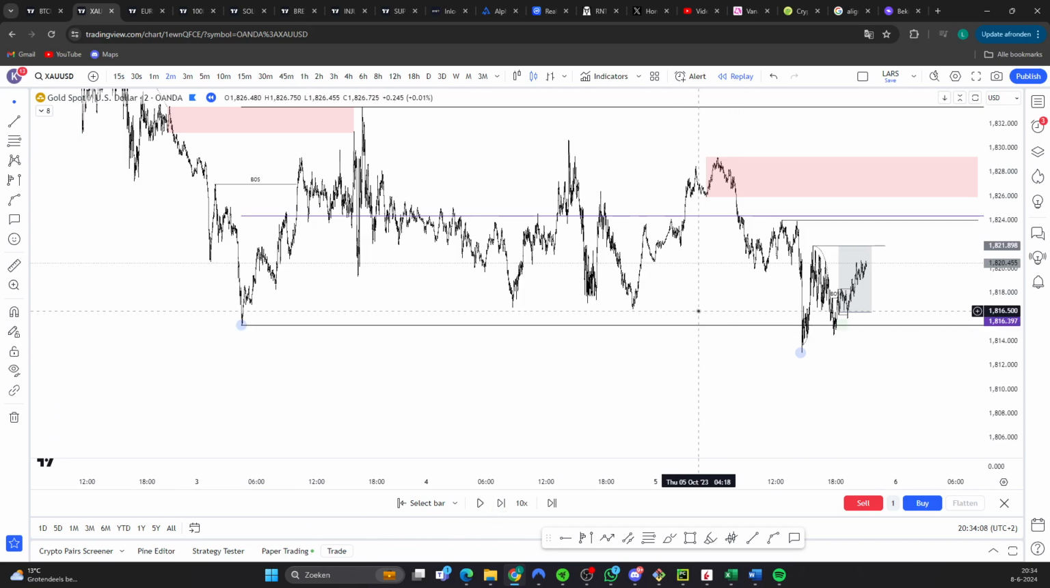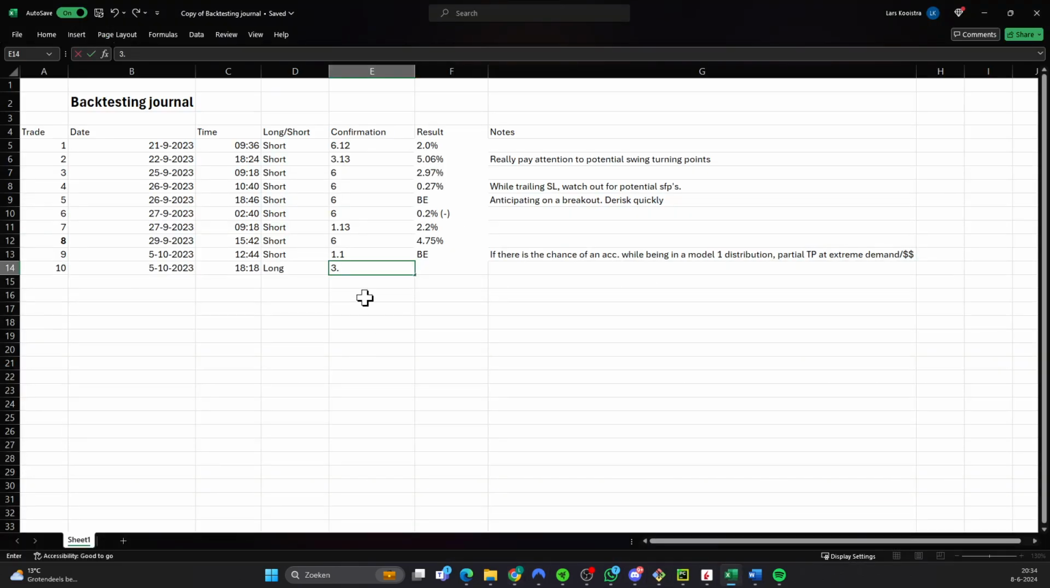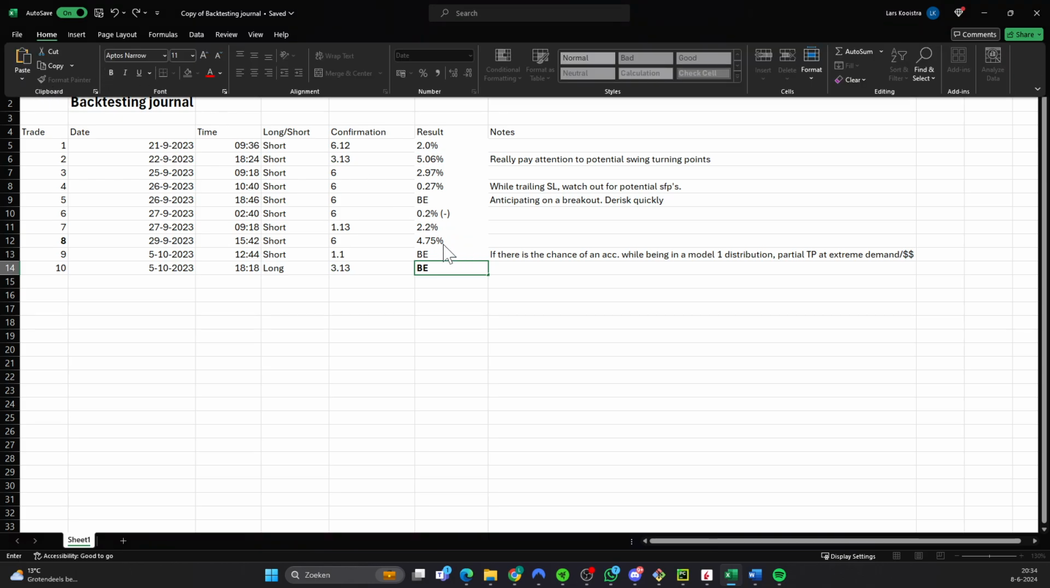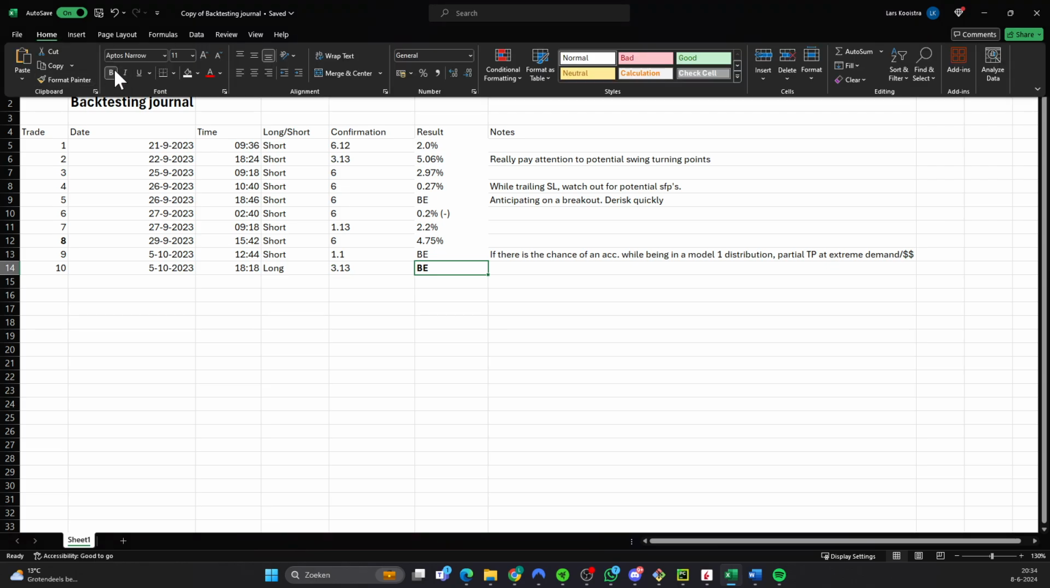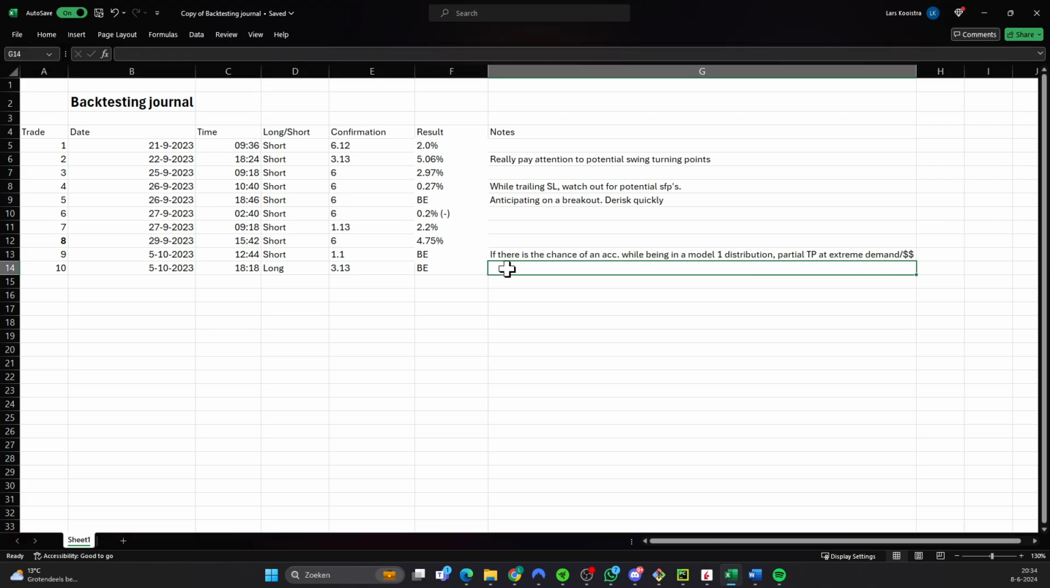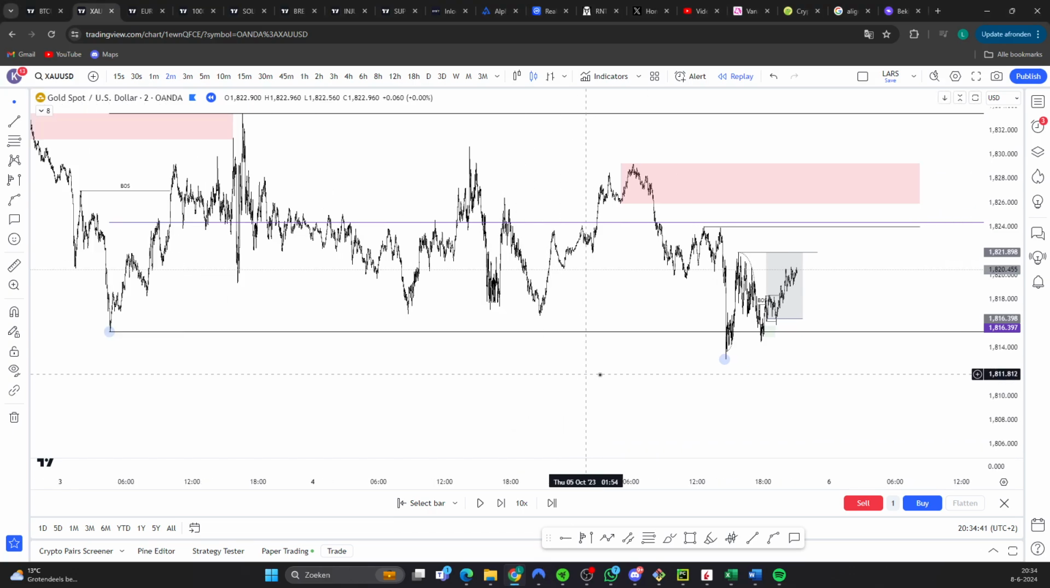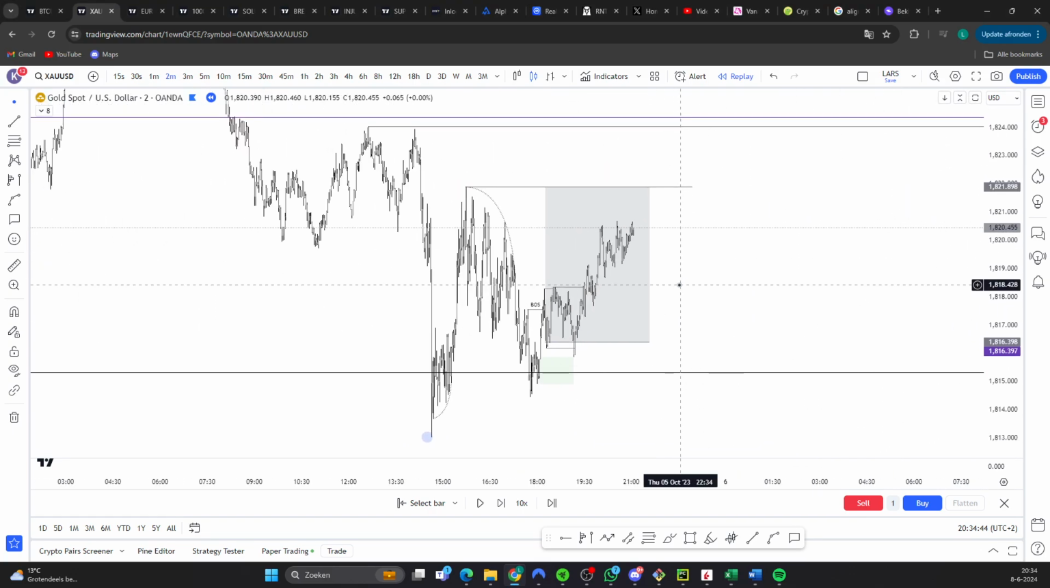Point 1. 3.13. I don't know why it's doing that. 3.13. Again, we're gonna call it break even. Let's see if it did hit that first target.